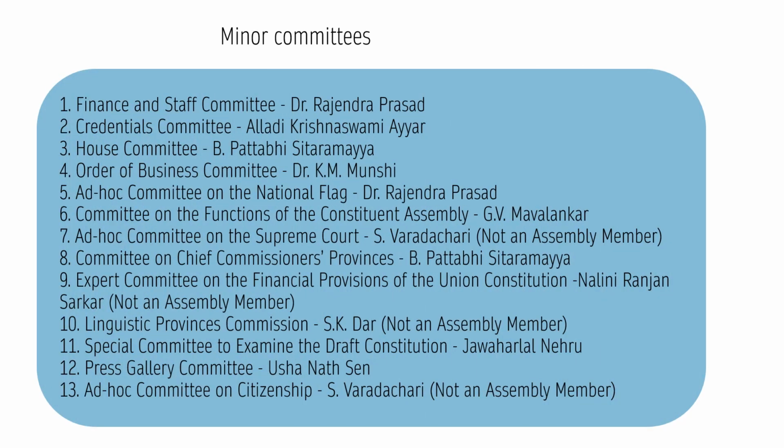Minor committees included the Finance and Staff Committee, Credentials Committee, House Committee, Order of Business Committee, Ad hoc Committee on the National Flag, Committee on the Functions of the Constituent Assembly, Ad hoc Committee on the Supreme Court, the Committee on Chief Commissioners' Provinces, Expert Committee on the Financial Provisions of the Union Constitution, Linguistic Provinces Commission and Special Committee to examine the draft constitution, Press Gallery Committee and the last one is the Ad hoc Committee on Citizenship.